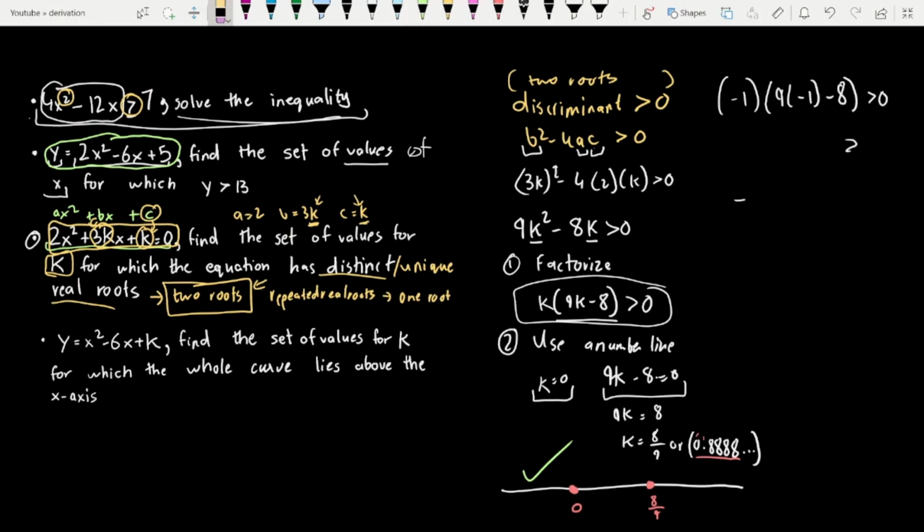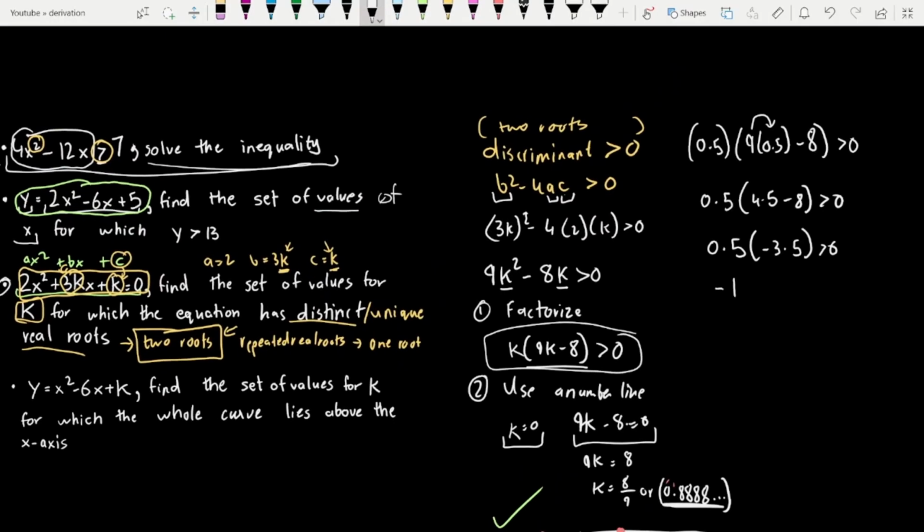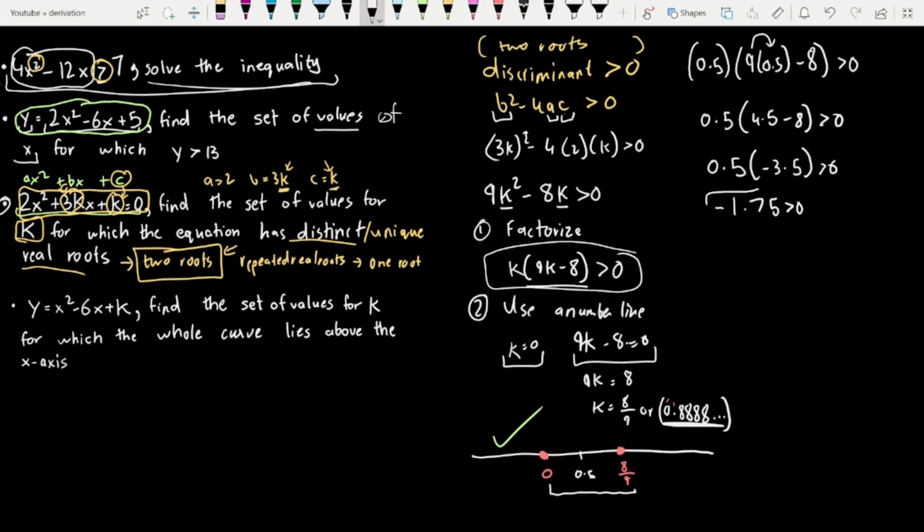Now you want to go over to the second region and pick a value from there. I can't pick 1 because I need to pick a value between 0 and 0.888. Maybe I can pick something that's between them, so 0.5. That's going to work. So I can go ahead and put that back in my equation. So that's going to be 0.5 multiplied by 9 times 0.5, which is half of 9, which is 4.5, and then minus 8. So 4.5 minus 8 is going to give you -3.5. And then multiplying by 0.5, you're going to get -1.75. So is -1.75 greater than 0? It's not, because it's a negative number. So you put a cross over here.